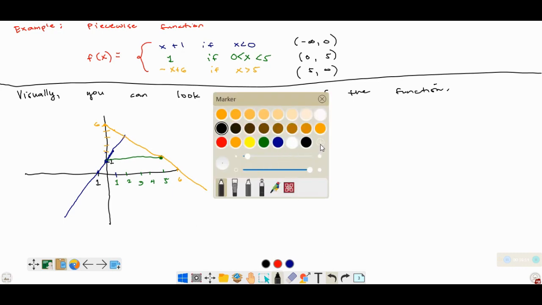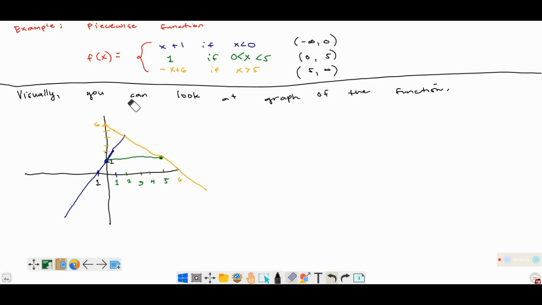Determine pala, find daw eh. Sabi ko kanina, magbubura tayo. Yan, burahin natin. From negative infinity to 0. So, hanggang dito lang siya. So, itong blue na to, hindi pala siya pwedeng maging ganyan ka laki. Dapat, ganito lang siya.